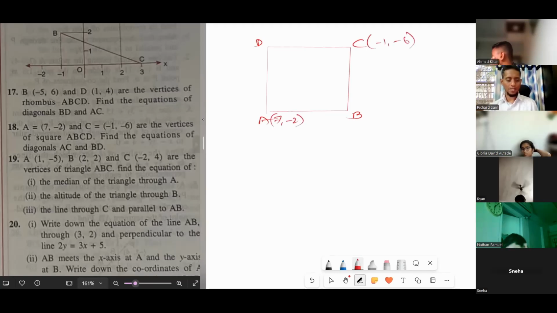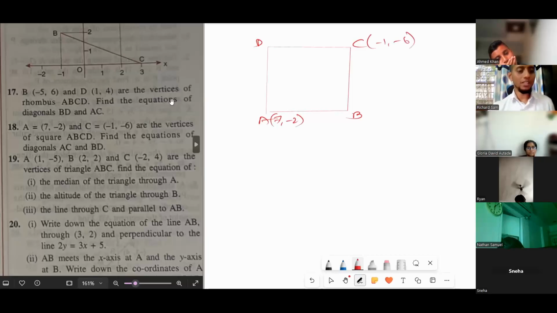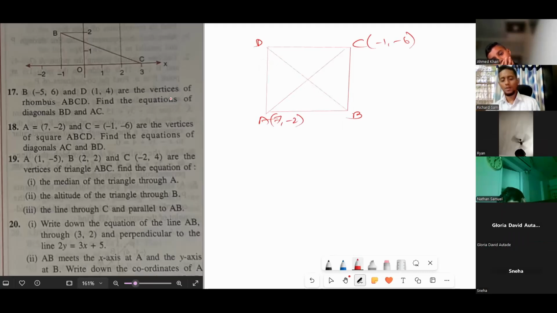Alright, so we have the coordinates for A, which is 7, minus 2, and C is minus 1, minus 6. These are the vertices, okay. Find the equation of the diagonal AC and BD. AC's equation and BD's equation. Alright, how do we find AC's equation? The 2-point formula. Yeah, we have 2 points. So we have the 2 point formula. First find M and then apply in the slope point formula.